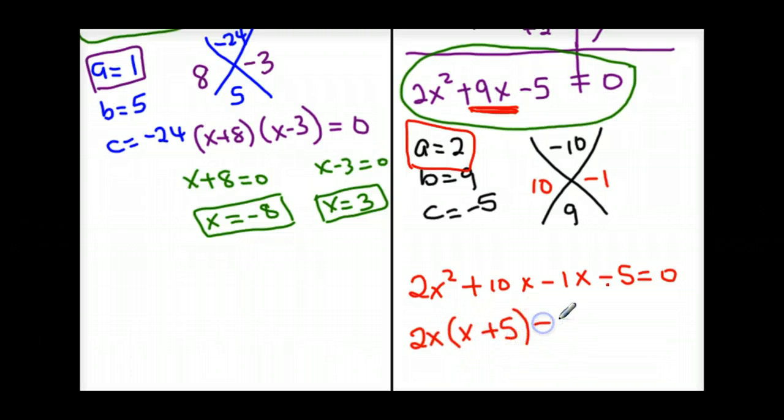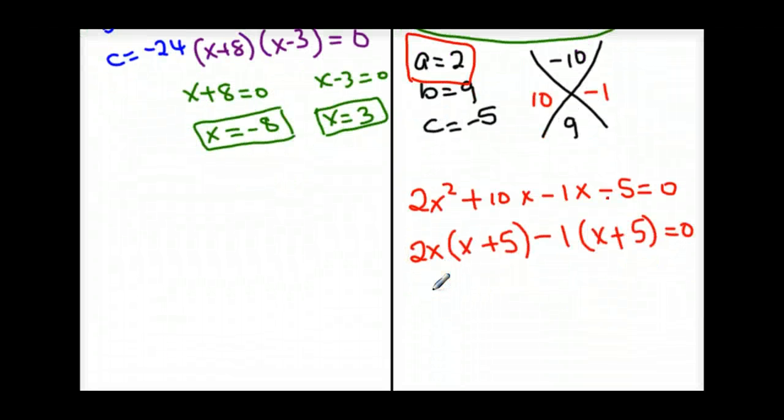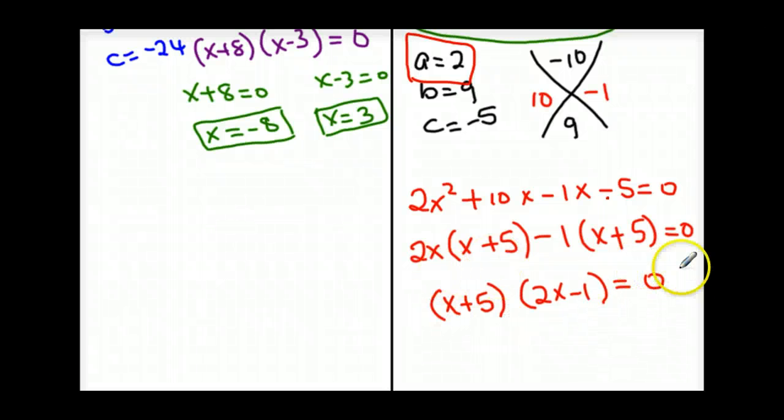Good. Here I'm going to factor out a minus 1. I'm left with x plus 5 equals 0. And then don't forget, they're the same thing, so I rewrite it once, and then I have 2x minus 1 equals 0. And this is what we see in exercise 1. So all I'm going to do is solve these. So I'm going to do x plus 5 equals 0, and 2x minus 1 is equal to 0.